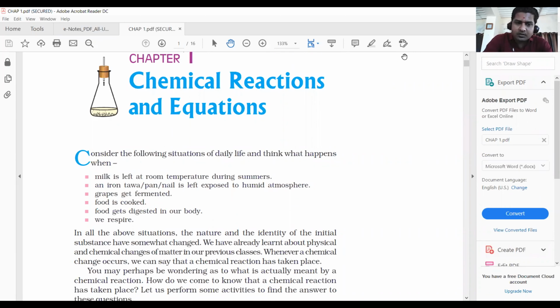Here are some different kinds of activities we face in our regular daily life. First of all, milk is left at room temperature during the summer. An iron tawa, pan, or nail is left exposed to the humid atmosphere. Grapes get fermented and food is cooked. Food gets digested in our body. We respire. All these situations depend on chemical reactions.